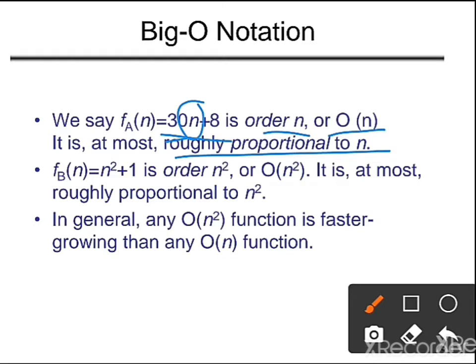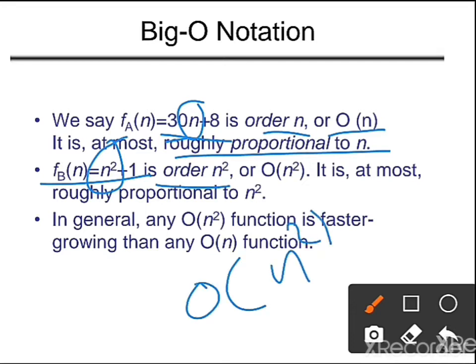Here, if another function f b of n is equal to n square plus 1, the order is n square. We already said that we always represent asymptotic notation in terms of the input number n. So here it is in the order of n square, or we can say big O of n square. So it is roughly proportional to n square.